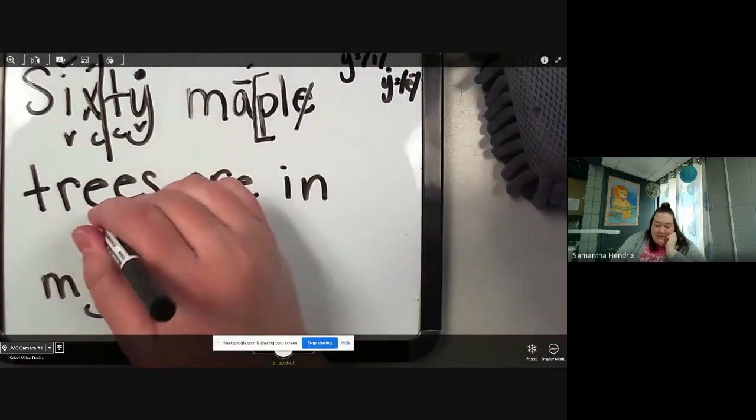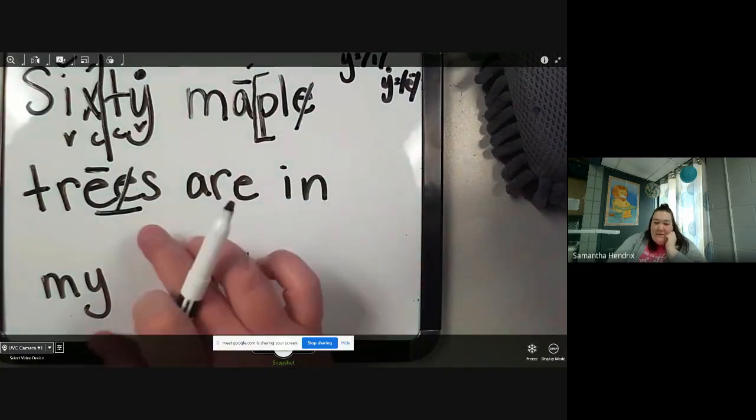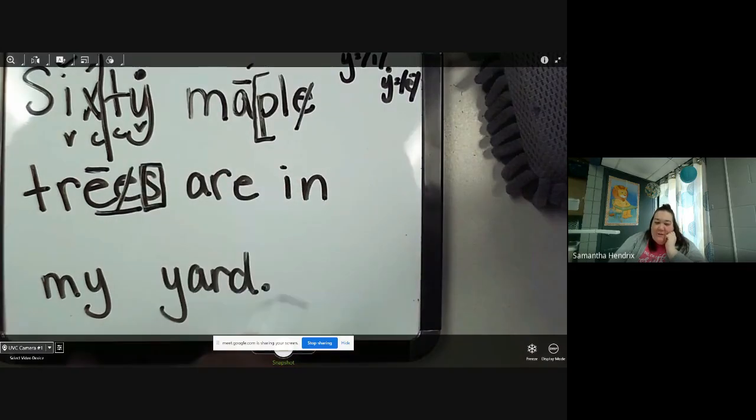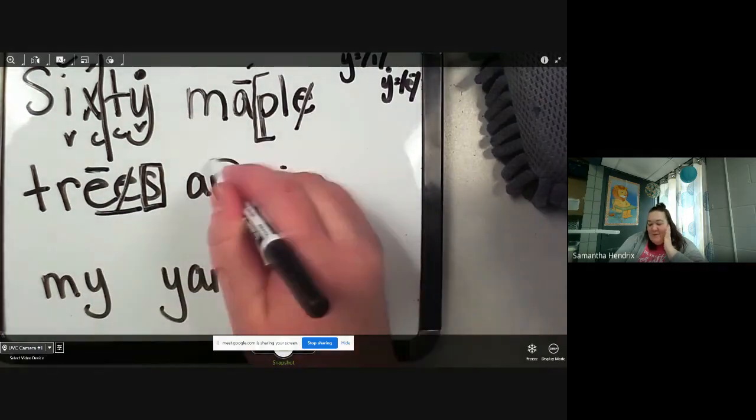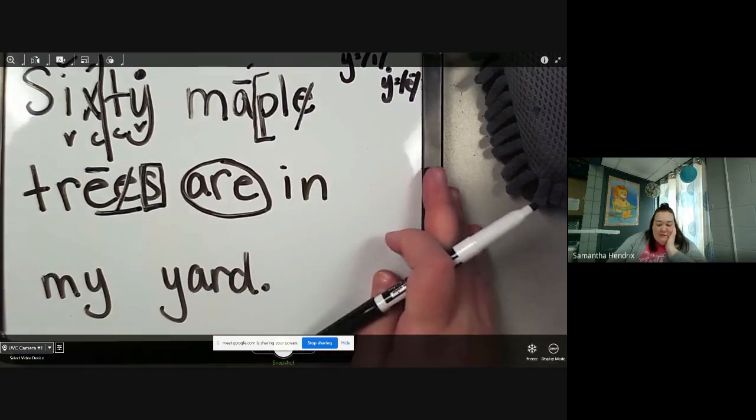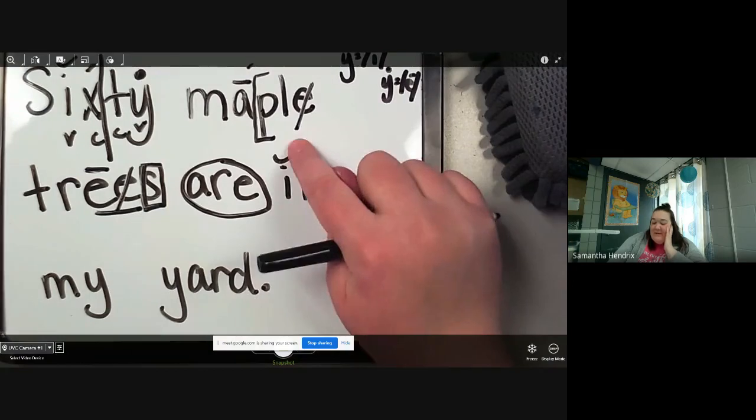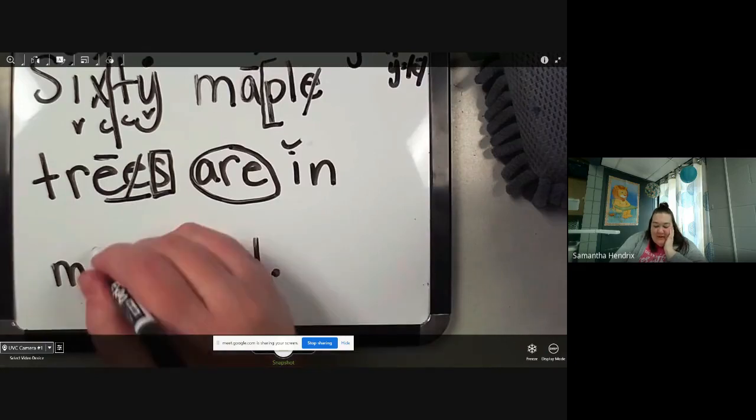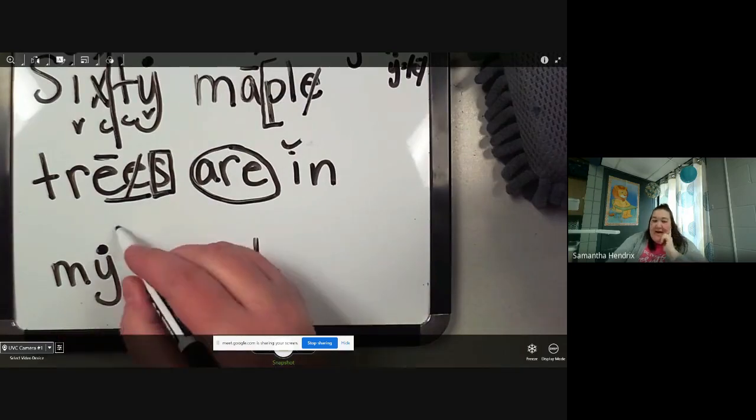Oh, here's a digraph. Double E digraph. So we know this says its name and this doesn't say anything. This is a suffix. So we box it. Trees. Sight word. We circle sight words. Vowel followed by consonants. Short vowel. Oh, here's a Y. So it gets that because it's at the end. So I know it's a vowel. So it's a one syllable. So we know it has the accent.